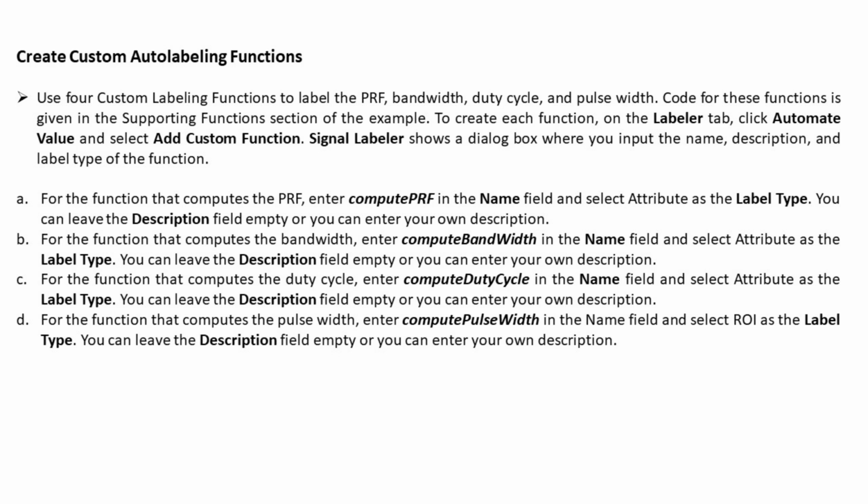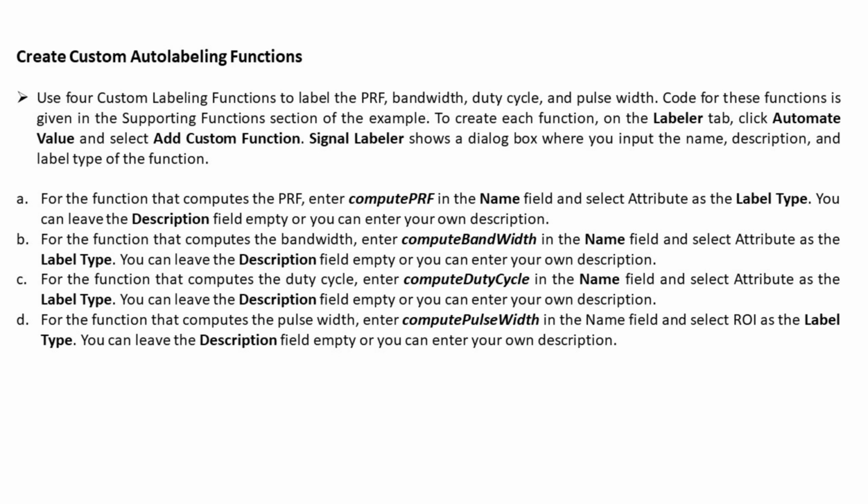Code for these functions is given in the Supporting Functions section of the example. To create each function, on the Labeler tab, click Automate Value and select Add Custom Function. Signal Labeler shows a dialog box where you input the name, description, and label type of the function.